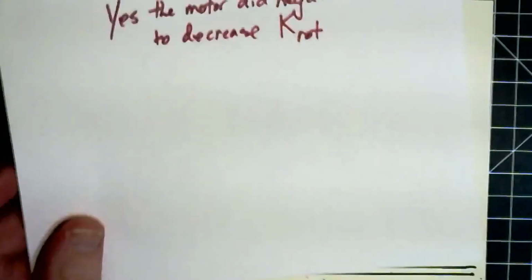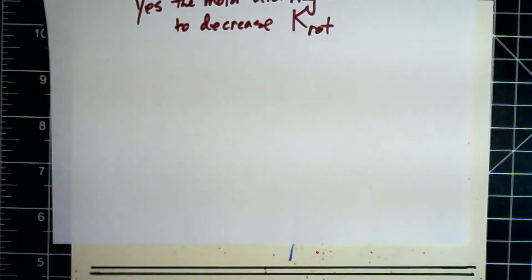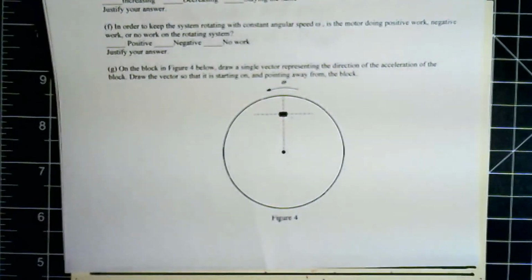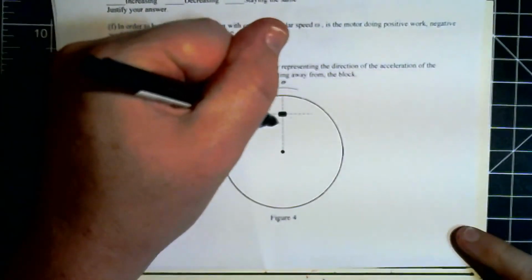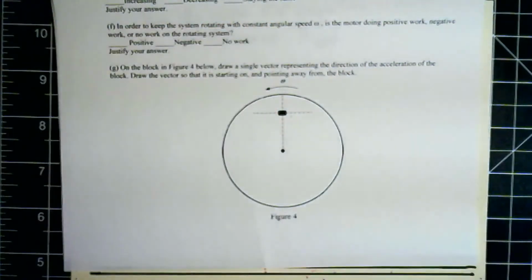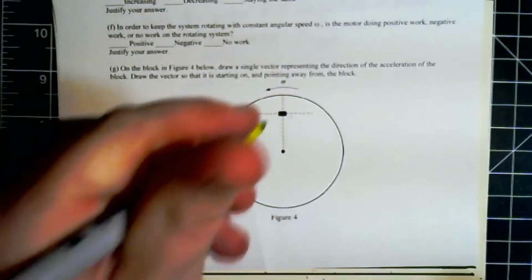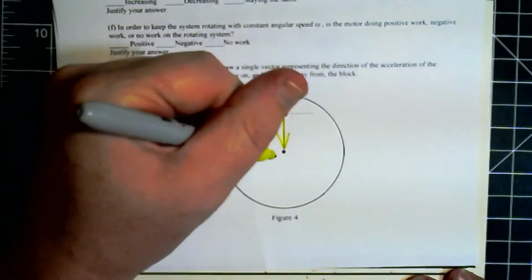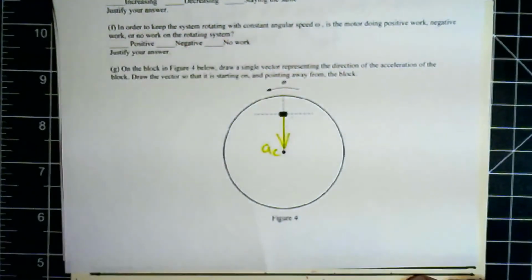All right, and then the last part says, on the block in the figure below, draw a single vector representing the direction of the acceleration of the block. Okay, so here's what we need to do. We need to find out what kind of accelerations we have. Well, first of all, this is going in a circle, so there is a centripetal acceleration that points inwards towards the center. There is definitely some kind of acceleration pointing down. That's a centripetal acceleration.